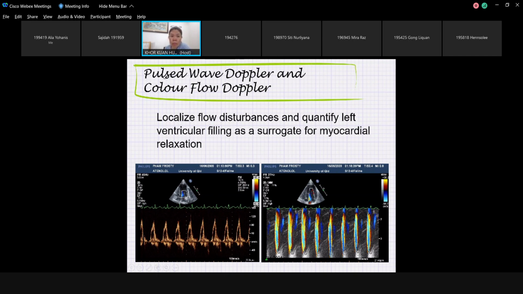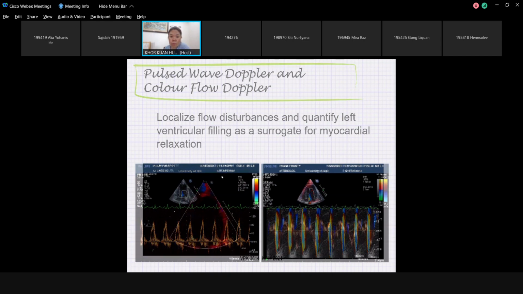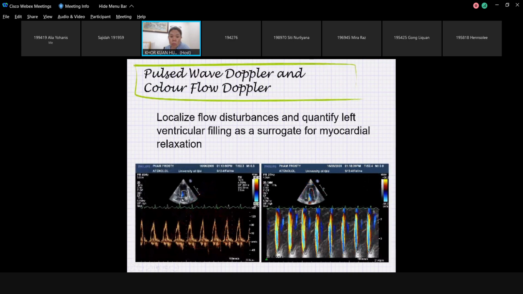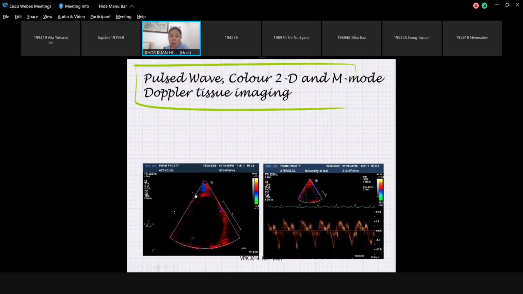Okay, so all you need to know is that there is pulse wave Doppler. Doppler means color, and a color flow Doppler. Okay, this is a little bit different. This is pulse wave, color 2D and M mode Doppler, but this is tissue imaging. So just now one is blood velocity, but this one is myocardial relaxation.